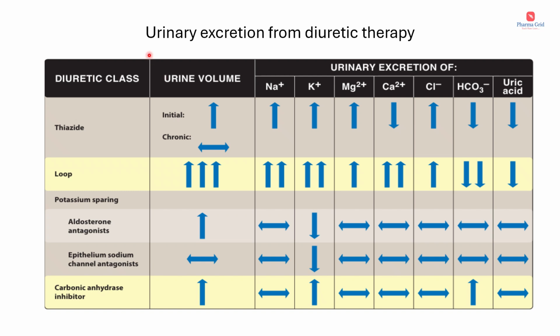So in this slide, you can see the urinary excretion from diuretic therapy. Here you can see the different diuretic classes and what will happen to the urine volume and what are the electrolytes that will be excreted through the urine. Suppose in case of thiazides, here you can see one difference. There will be decreased urinary excretion of calcium. So here see the difference. Whereas in case of loop diuretics, there will be increased urinary excretion of calcium. Likewise, you can refer to this image regarding the urine volume and what are the electrolytes that are excreted or reabsorbed. So with this slide, we have completed the pharmacology of diuretics.